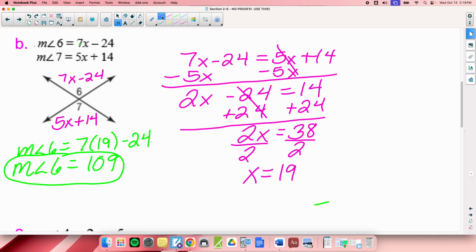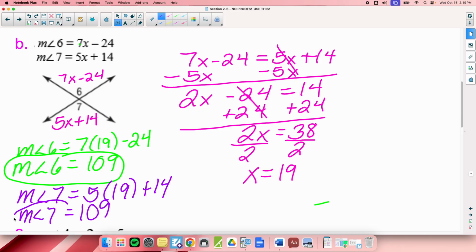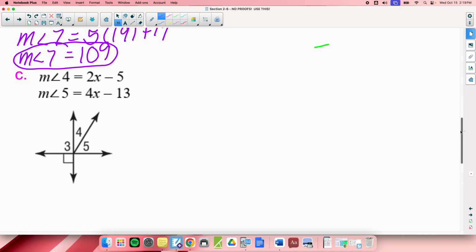Then I would have to also put it in for the measure of angle 7, which would be 5 times 19 plus 14. 95. What should it equal? Shouldn't it equal 109 again? So 5 times 19 plus 14 is 109. And do you guys agree they should equal 109? Yeah. Okay.